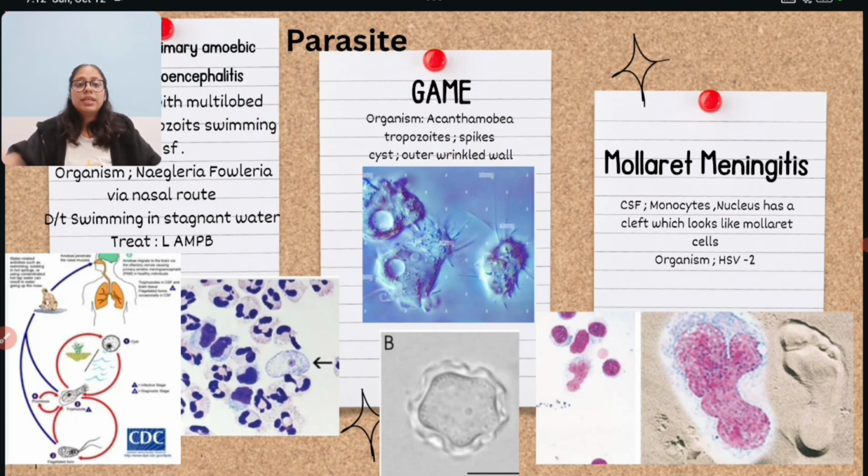What about the other? That is your Mollaret meningitis, and this is kind of an exception for HSV infection. That is your herpes simplex virus infections. We have HSV1 and HSV2. So this is the only one which is caused by HSV2. All the others are caused by HSV1, the brain infections usually. So in Mollaret meningitis, the CSF is going to have monocytes, and the monocyte nucleus is going to be clefted like a leg. You can see the picture, the leg appearance. That is what we call Mollaret cells. Now, if you want to remember this, MMMM. Okay, Mollaret meningitis affecting the monocytes. Fine.